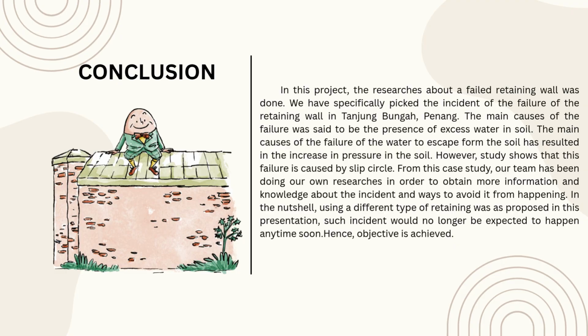So for the conclusion, this project researched a failed retaining wall, and we have specifically picked the incident in Tanjung Bunga, Penang. The main causes were said to be the presence of excess water in soil resulting in an increase of the groundwater table. The water escaping from the soil has resulted in an increase in pressure in the soil. However, study has shown that this failure is caused by a slip circle.